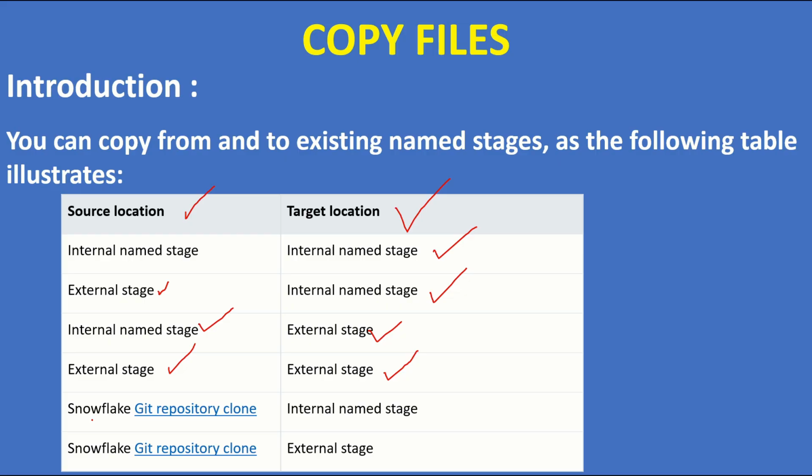And also you can copy files from your Snowflake Git repository clone to an internal named stage. For that, you need to create a Git repository object in Snowflake to clone the data from your Git into Snowflake. After that, you can copy files from the Snowflake Git repository clone to an internal named stage, and to an external stage as well.